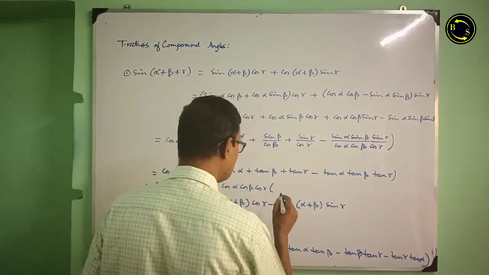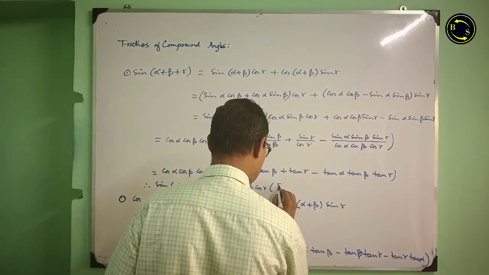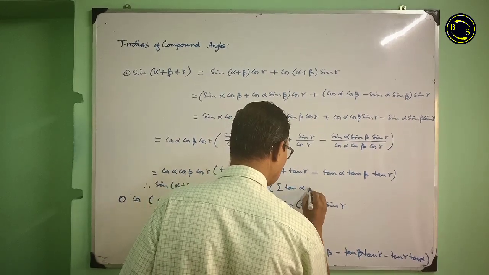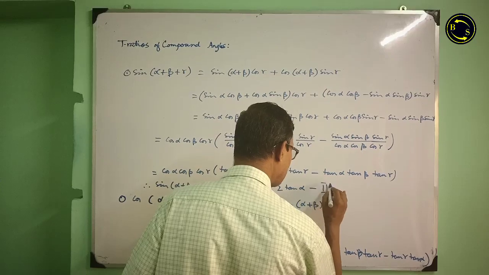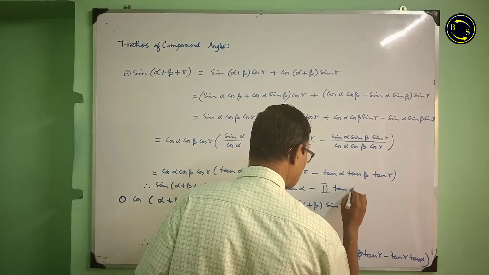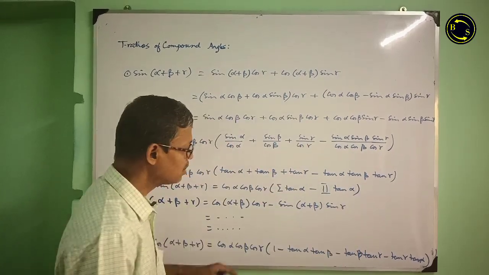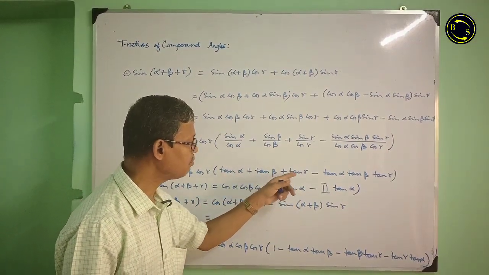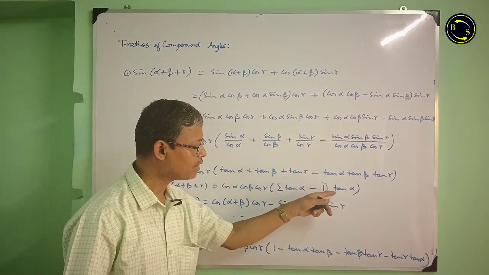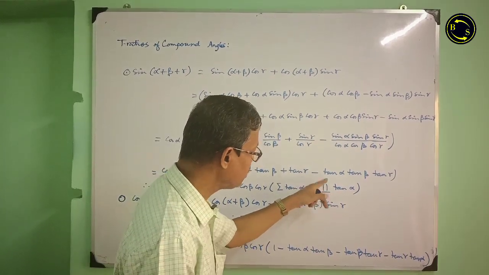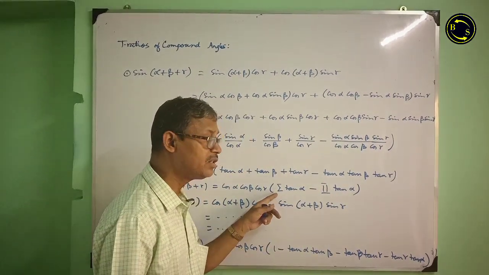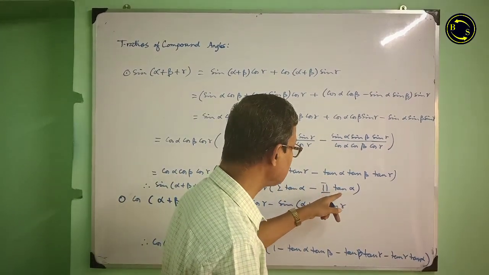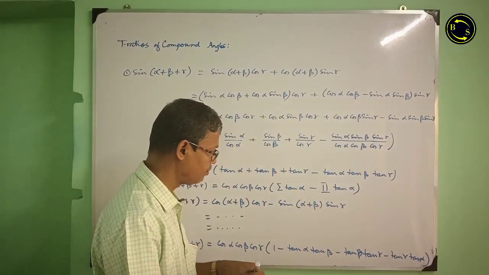sigma, it will be summation tan alpha minus product tan alpha. Summation tan alpha means here tan alpha plus tan beta plus tan gamma, and product that is actually capital pi, and this one is capital sigma. Product tan alpha in this case means tan alpha into tan beta into tan gamma.